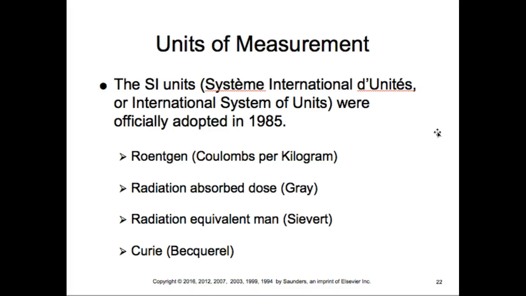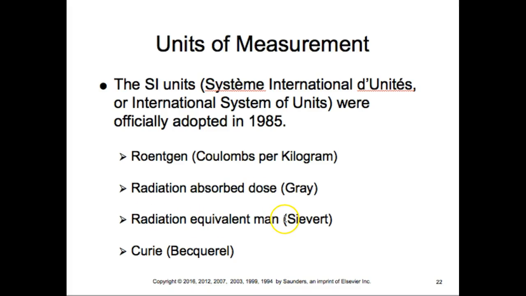Now let's go into our units of measurement. The SI unit, which is the International System of Units, was adopted in 1985, and it actually just changed to where you will now have your national exam on the SI units, not traditional units. What's displayed here is the Roentgen, the Rad, the Rem, and the Curie. Those are all being changed over to the SI units. It talks about coulombs per kilogram, but we actually call it air Kerma. So the Roentgen now is the air Kerma.